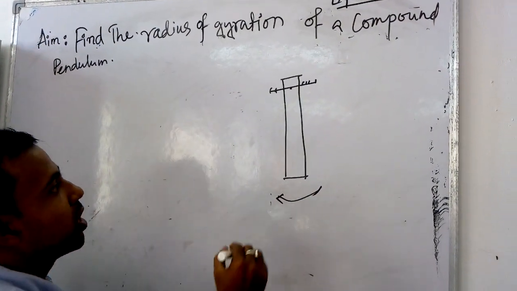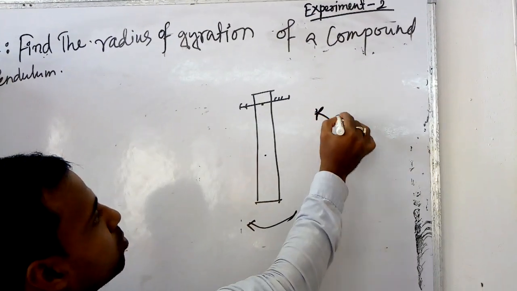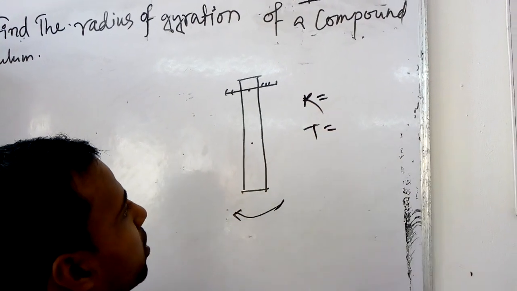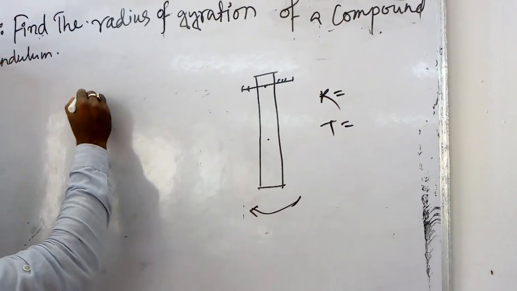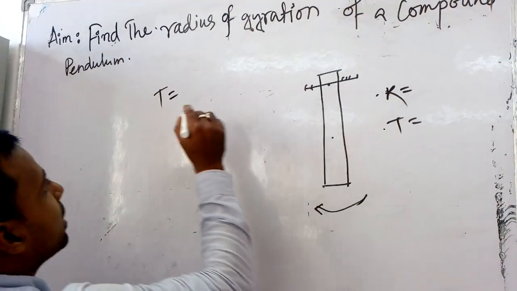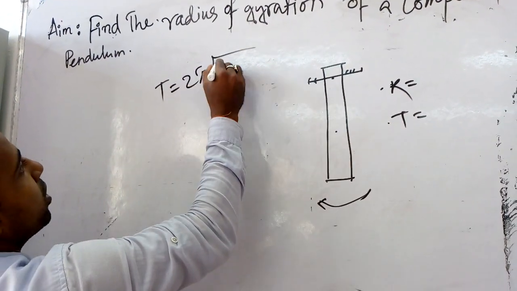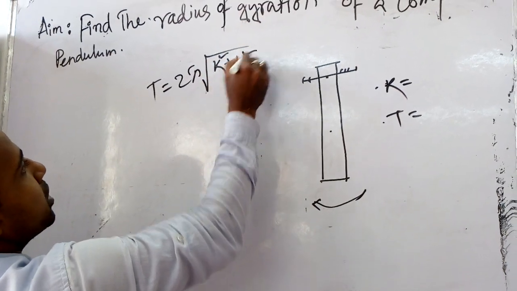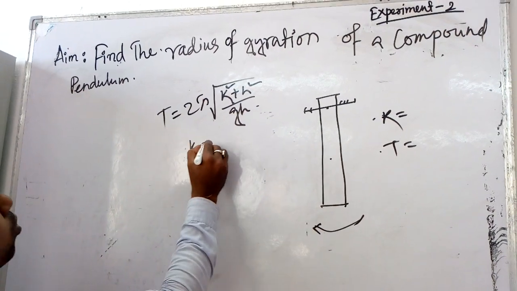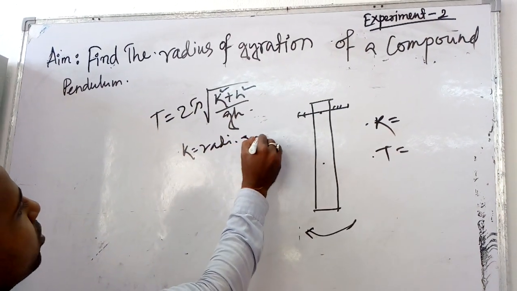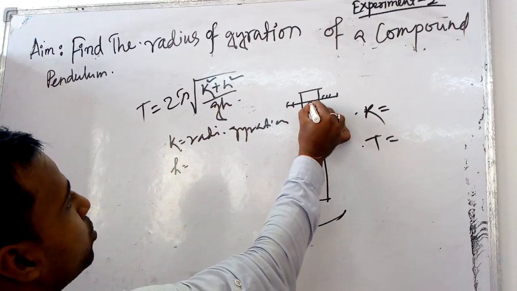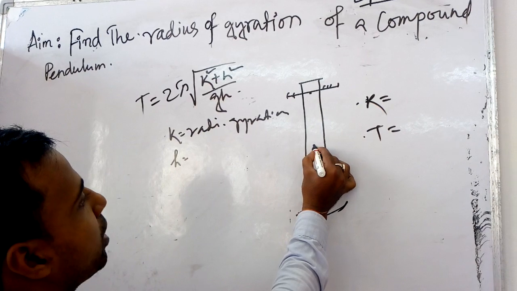So in this experiment, what do we have to find out? We have to find out the radius of gyration of this bar by using time period. First of all, there is a relation between time period and k. The time period is 2 pi root under (k square plus h square) by gh, where k equals the radius of gyration and h equals the distance between the point of suspension and the center of gravity.